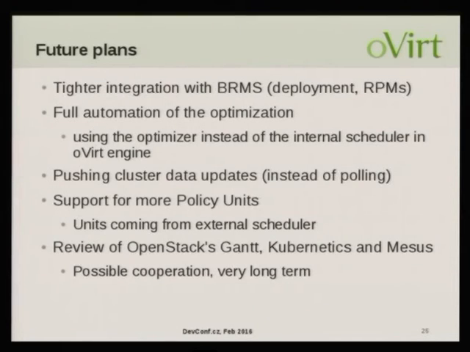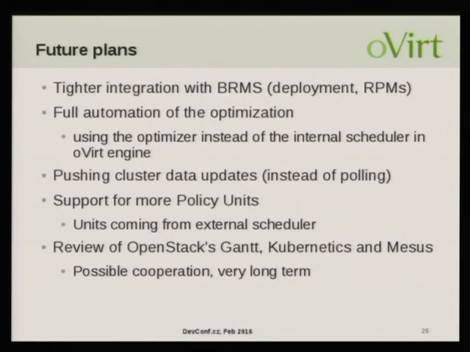Full automation of the optimization, that's what I said. Currently, the sysadmin has to click all the buttons. We can provide automation, but we don't have it yet. We want to be pushing cluster data updates to the optimizer instead of polling the engine, because currently we are polling every 30 seconds. You can configure the time, but the default is 30 seconds, and that's not efficient. First, we are polling even when nothing changed. Second, we are polling only every 30 seconds, and when a huge change is undergoing in the engine, we should be doing that more often.